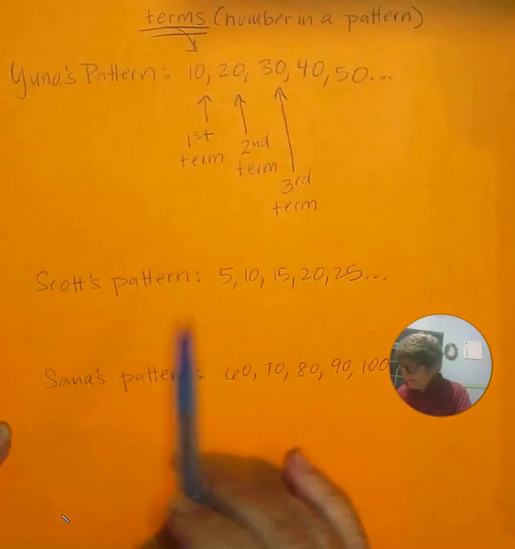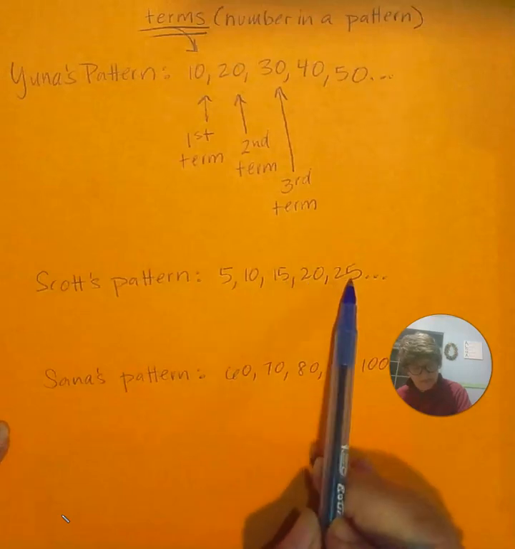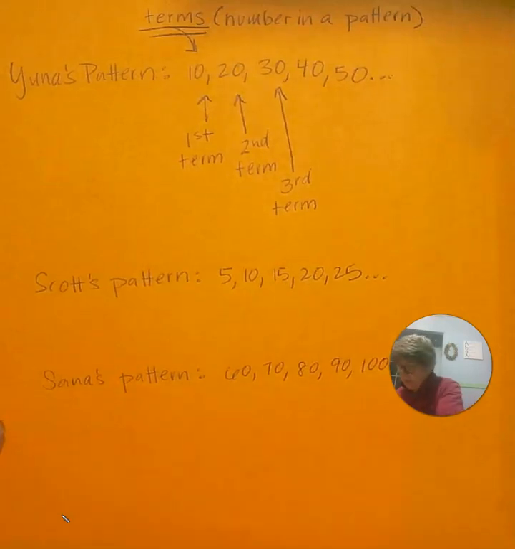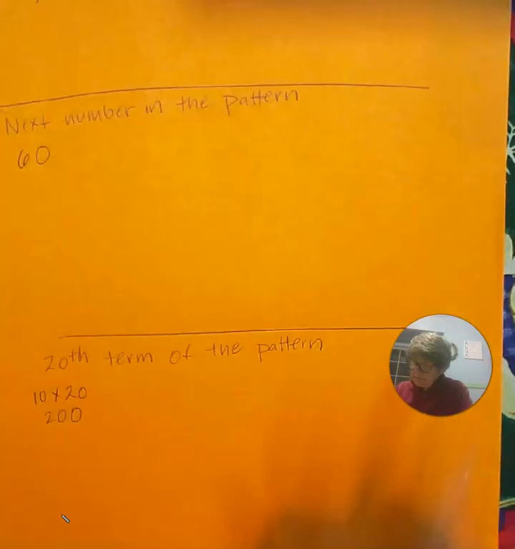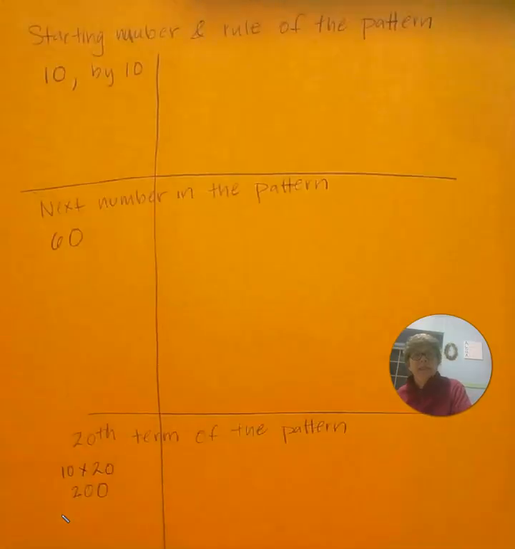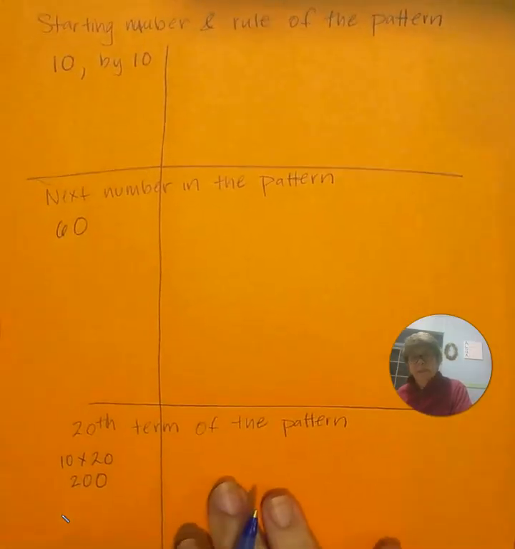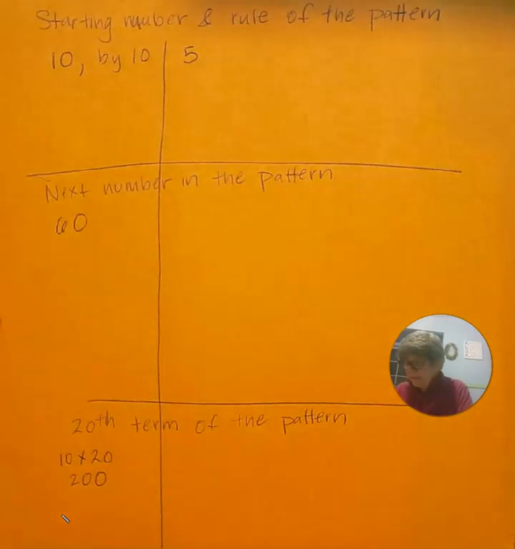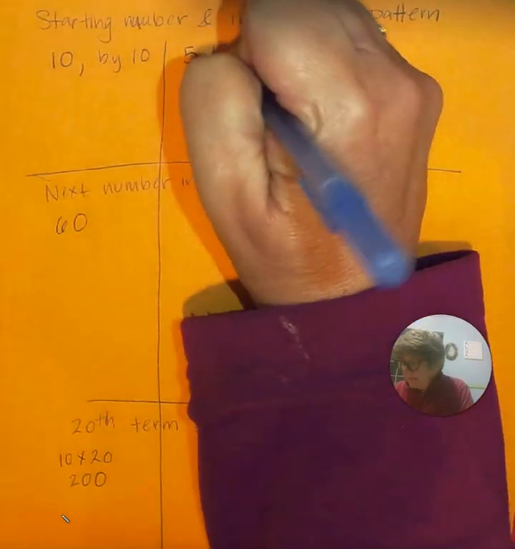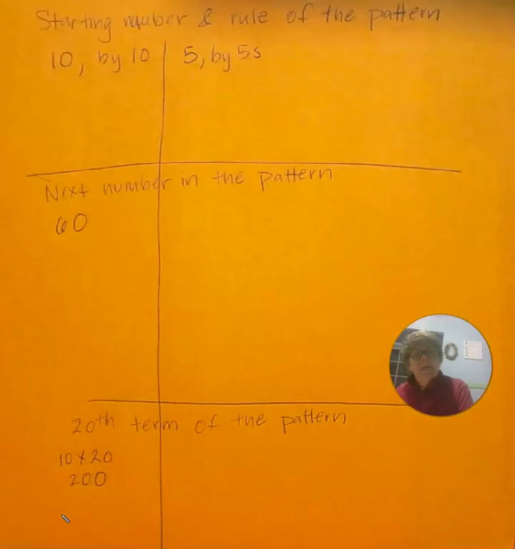Scott's pattern is 5, 10, 15, 20, 25. All right. So the first number in Scott's pattern is, I'm going to draw a line going this way too so I can separate Una and Scott. The first number in Scott's pattern is 5. And what is the rule of the pattern? Counting by fives, right? Okay. What would be the next number in the pattern? 5, 10, 15, 20, 25. What would come next? 30.